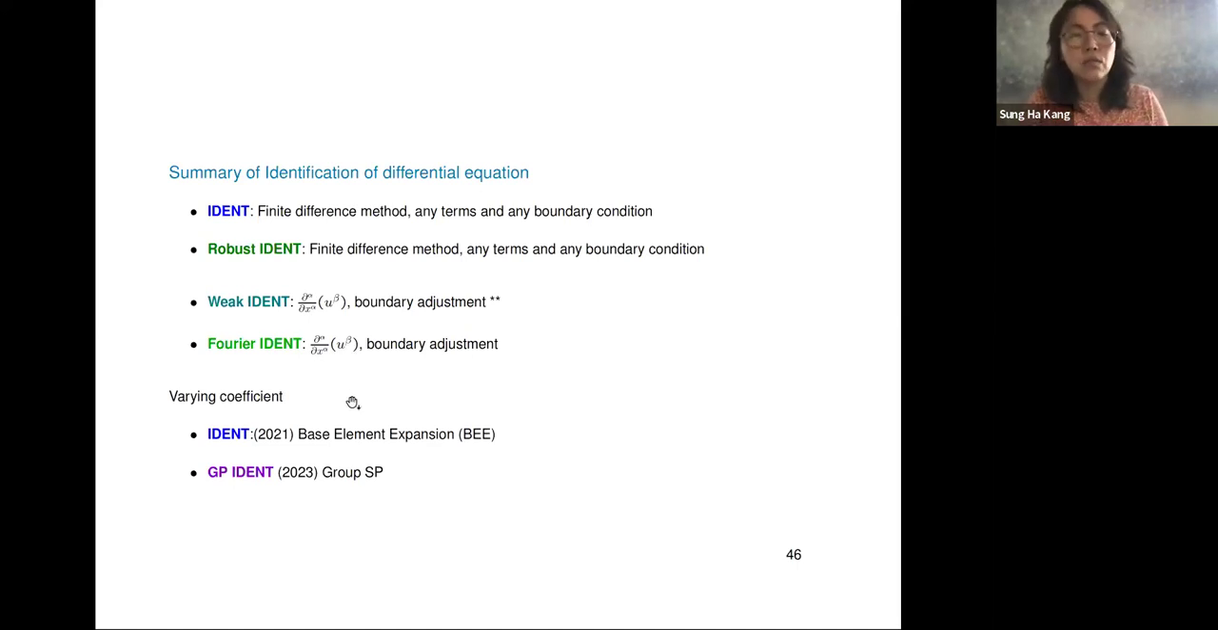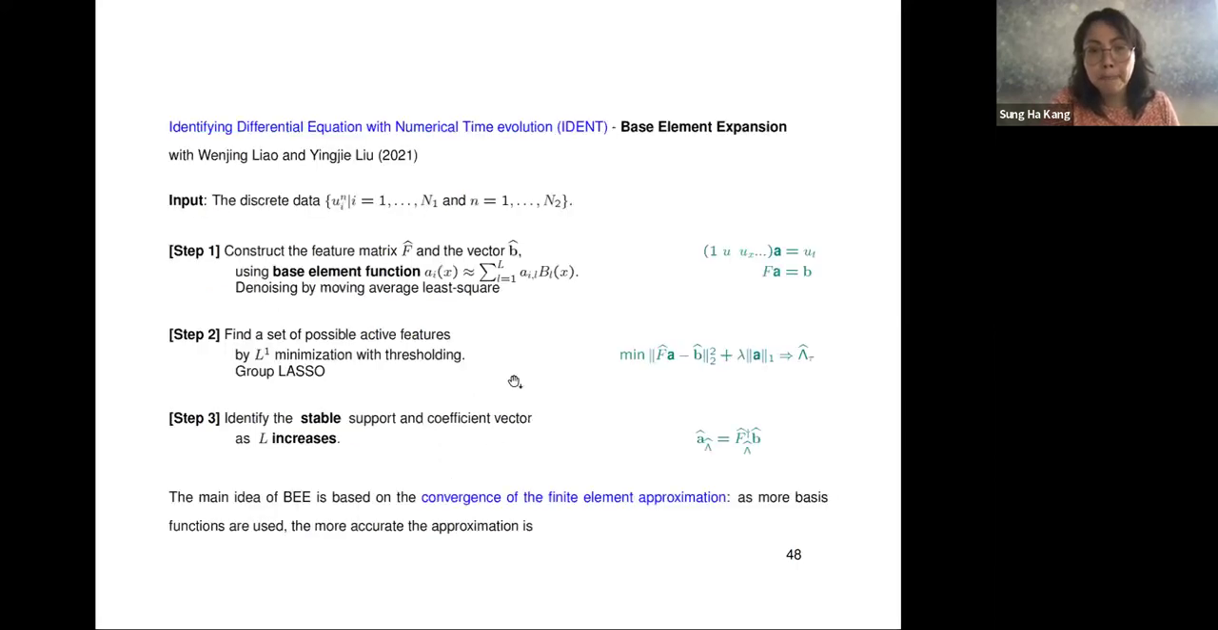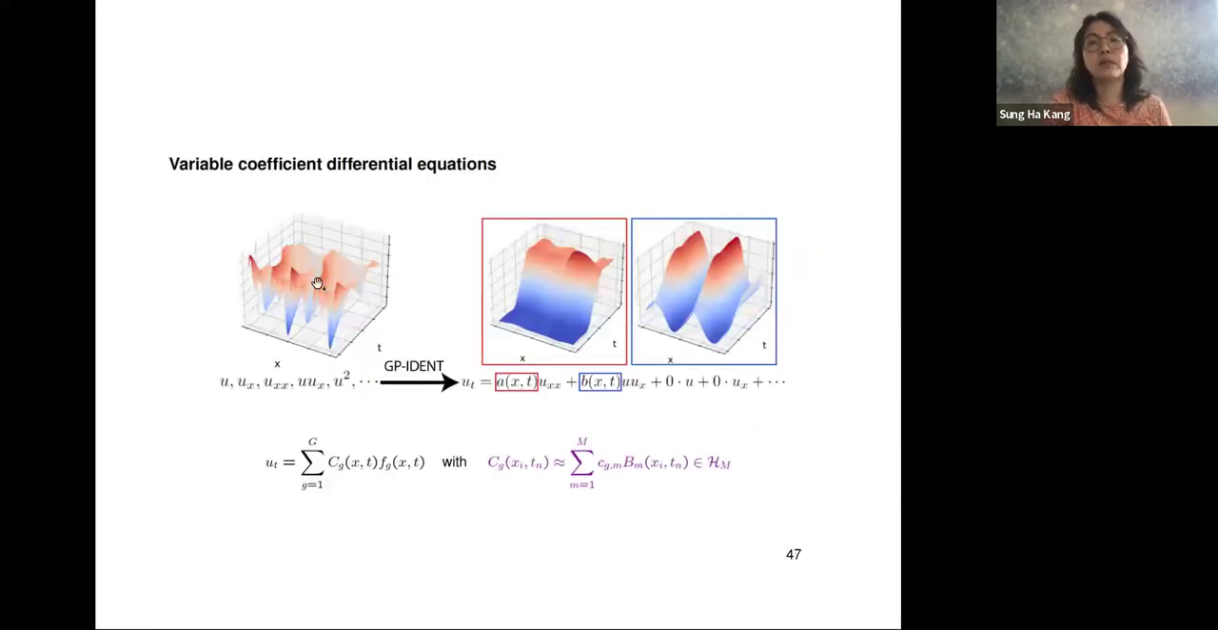One final thing that I want to briefly mention is varying coefficients. Up to now, I've been trying to find one equation representing the whole dynamic. But maybe the dynamic is changing. So how do you deal with that? For example, you have a certain dynamic. Let's say at the beginning it started out being a heat equation, but then it changed to Burgers' equation or something like that. So how do you deal with these coefficients, which are changing?